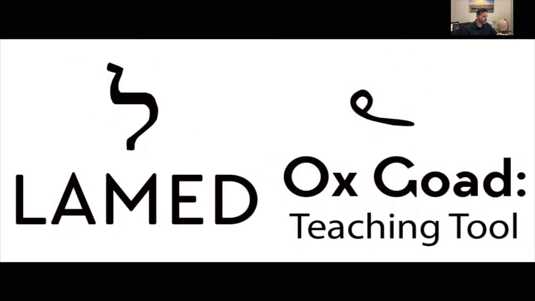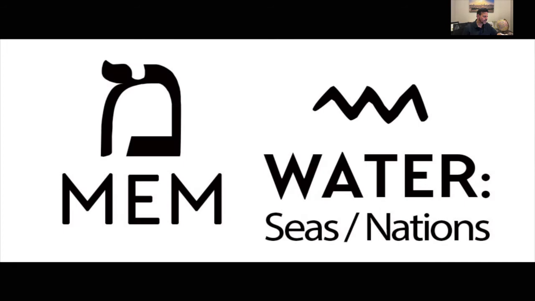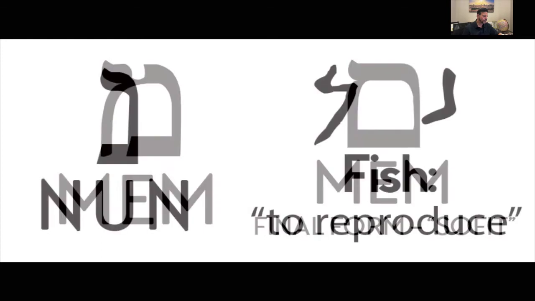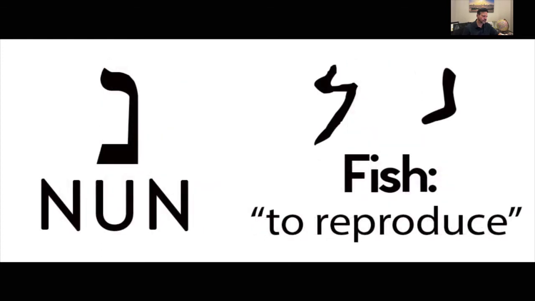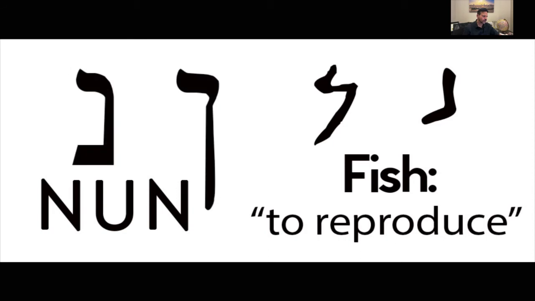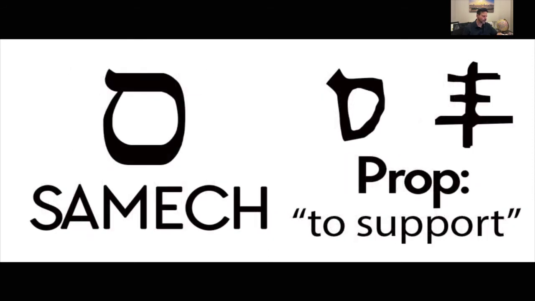Then the lamed is an ox goad or a teaching tool, points you in the direction you should go. Mem is like maim, water, and it has a final form. Nun is a fish or means to reproduce like fish, and it has a final form. Samech, a prop, or that which supports you, like somech noflim. God, somech noflim, supports the fallen.